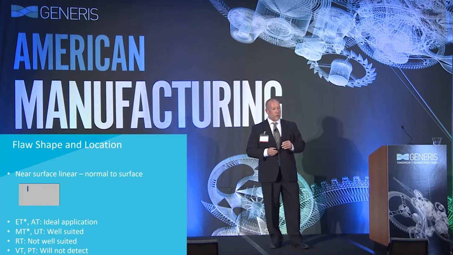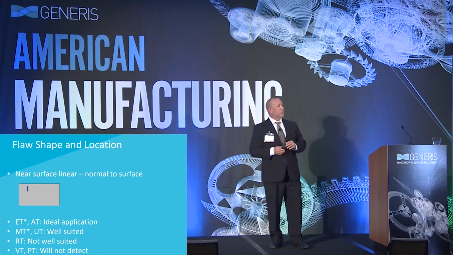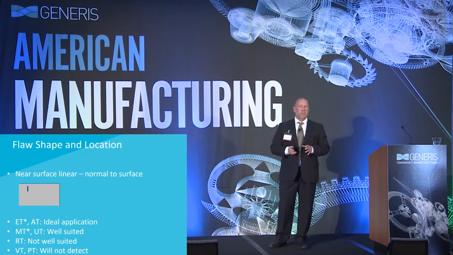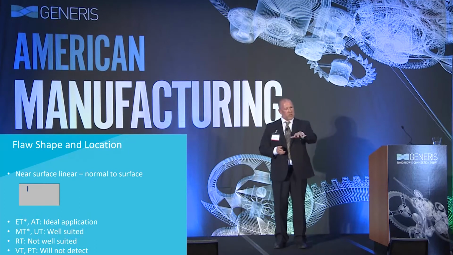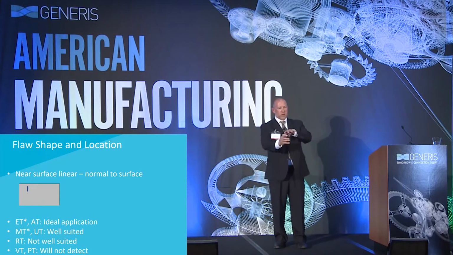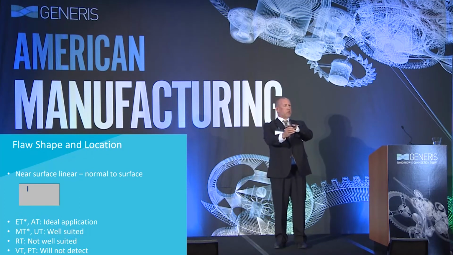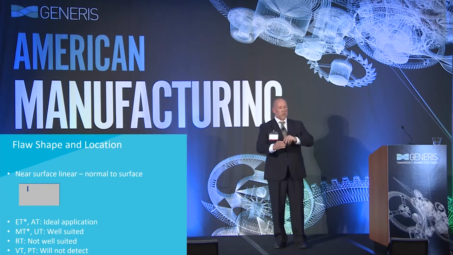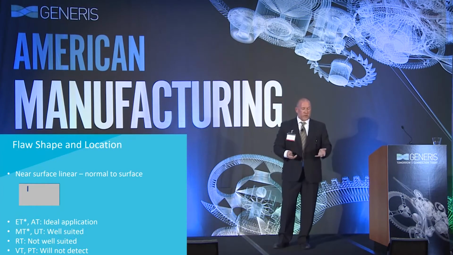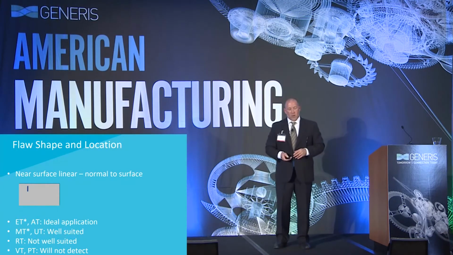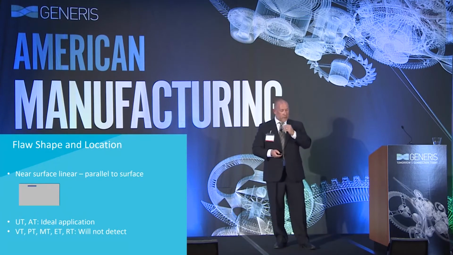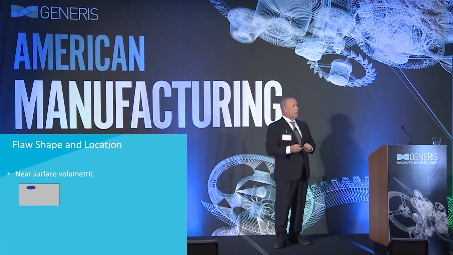With UT, it's well suited. Radiography, because it's not volumetric, it's hard to see. Think about the beams of X-ray entering the part. You're looking at the end of a sheet of paper. Now think back to the scale that we had on the slide. It's going to be hard to find that with X-ray. That's the issue here. With vision and penetrant, you won't find this. All right, so near surface linear, again, you can see which ones are going to detect it and which ones are not. I'm going to let you do this one.